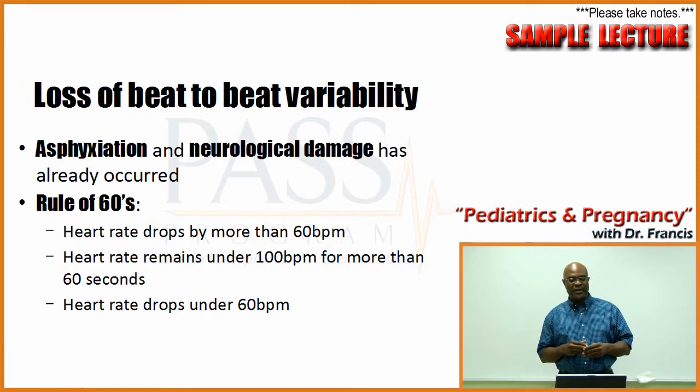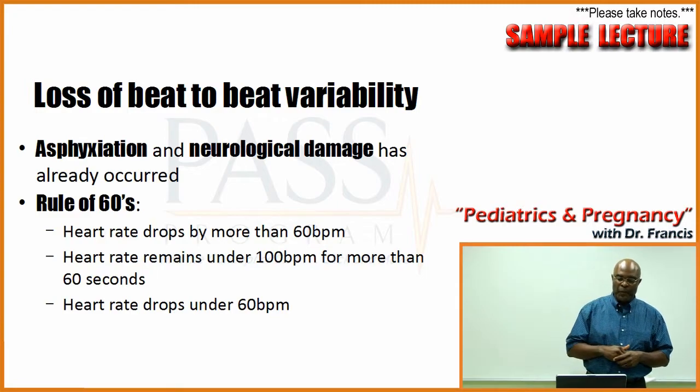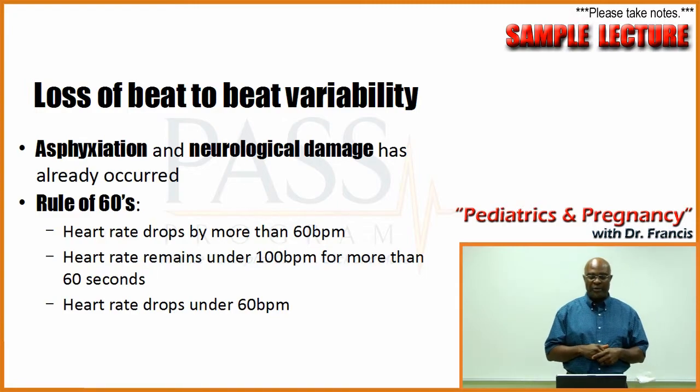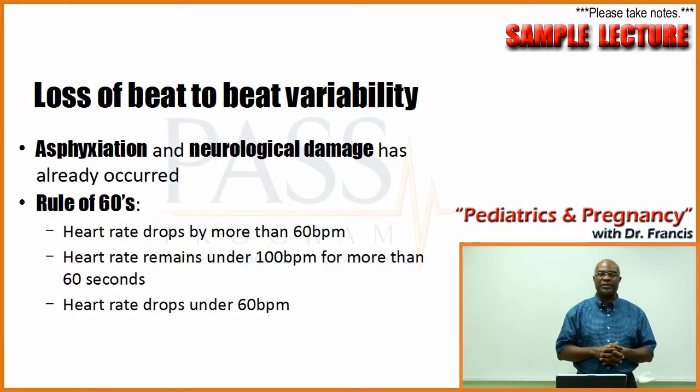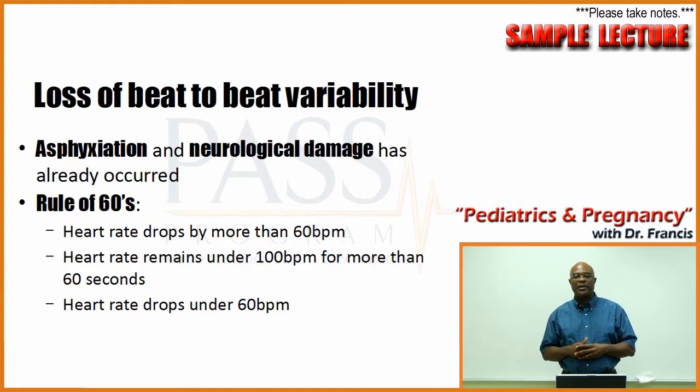The rule of 60s involves the following. If the heart rate drops by more than 60 beats per minute at one time, that's not the brain monitoring the pulse. Or if the heart rate remains under 100 beats per minute for more than 60 seconds, it means the brain is not picking up that the heart rate is too low for so long. Or if the heart rate drops under 60 beats per minute, normal being 120 to 160, so for it to drop drastically under 60 means significant brain damage has occurred already.